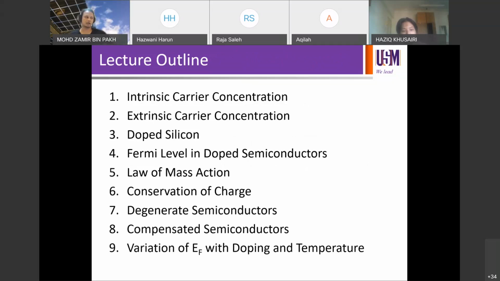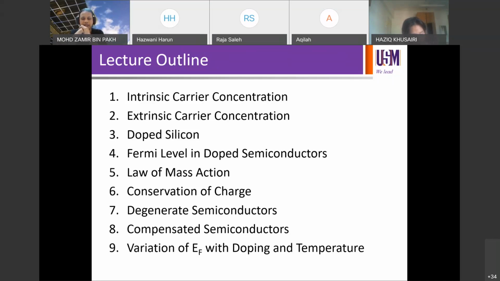So we're going to cover a couple of items, maybe the first few parts in the remaining time. Intrinsic carrier concentration, which belongs to intrinsic semiconductor, then extrinsic semiconductor, doped silicon, which is technically extrinsic as well. Fermi level in doped semiconductor. We have discussed the Fermi level in our intrinsic, which is in the middle of the band gap, or pretty much equals Eg over 2. But we're going to see how the Fermi level changes in our doped semiconductor, either N-type or P-type.